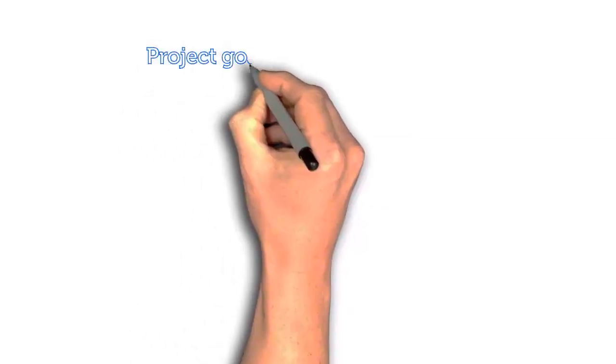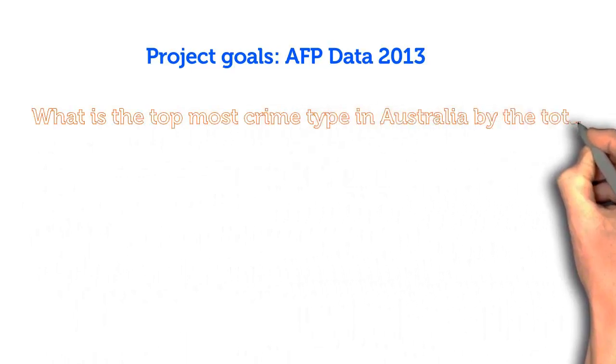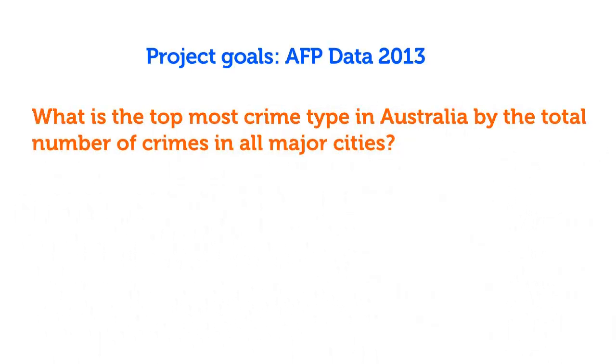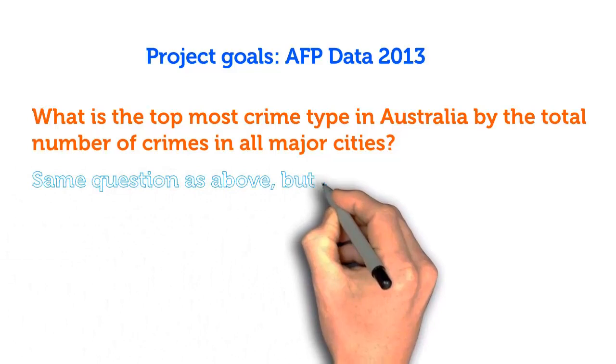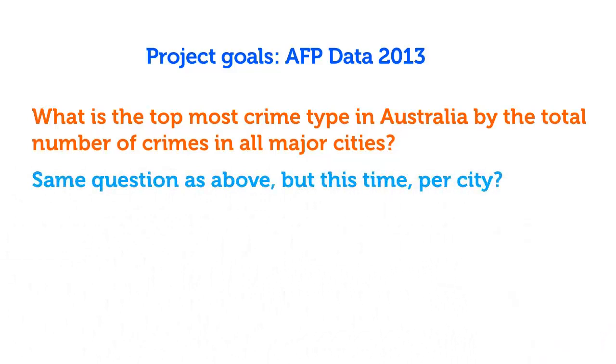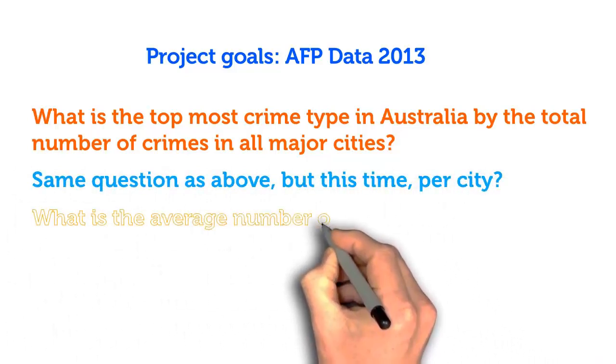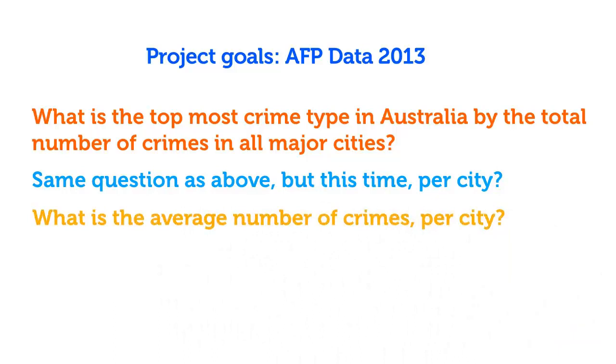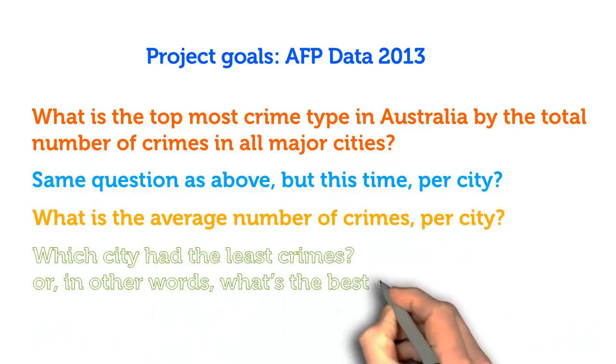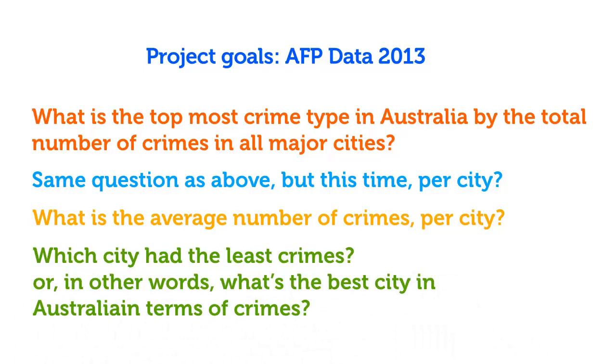In this project, mining a historical dataset, 2013, time range unknown, provided by the AFP, we will address the following questions. What is the topmost crime type in Australia by the total number of crimes in all major cities? Same question as above, but this time per city. What is the average number of crimes per city? Which city had the least crimes, or in other words, what's the best city in Australia in terms of crimes?